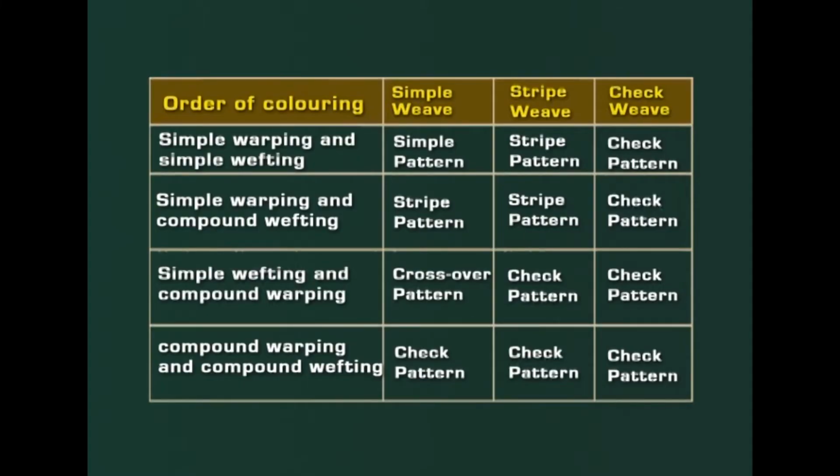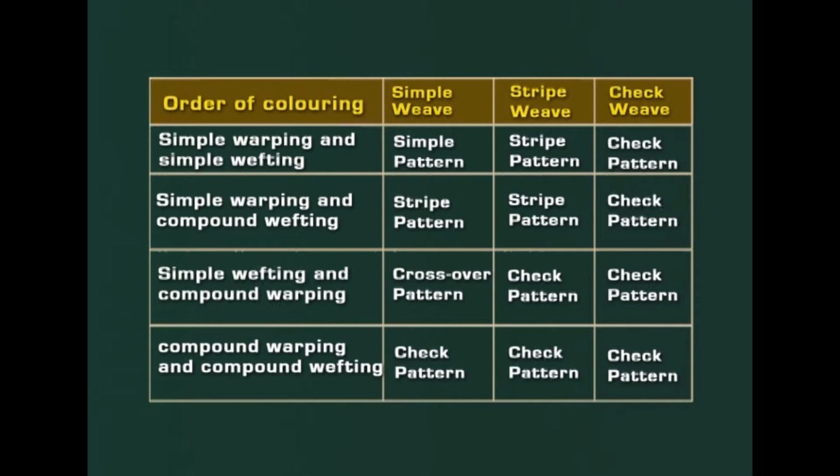So, the style of pattern produced by the combination of these things is as follows. If we take the first, simple warping and simple wefting, then a simple weave will have a simple pattern, a stripe weave will have a stripe pattern, and a check weave will have a check pattern. Then coming to the second order of coloring, simple warping and compound wefting, a simple weave will have a stripe pattern, a stripe weave will have a stripe pattern, and if it is a check weave then a check pattern can be woven.